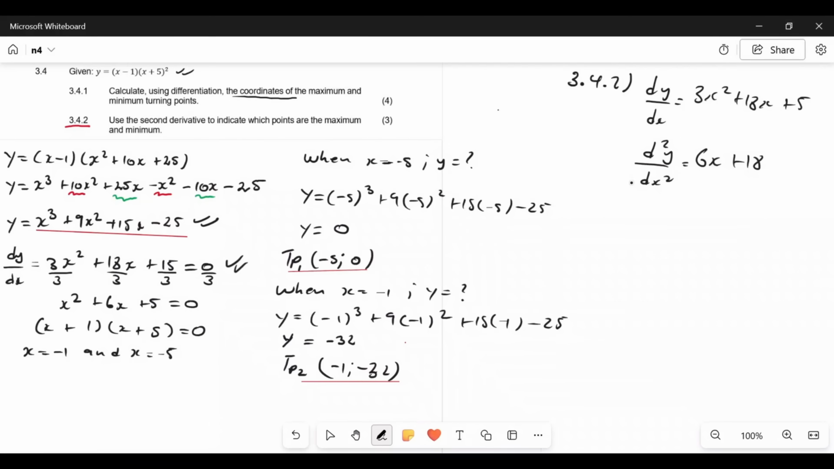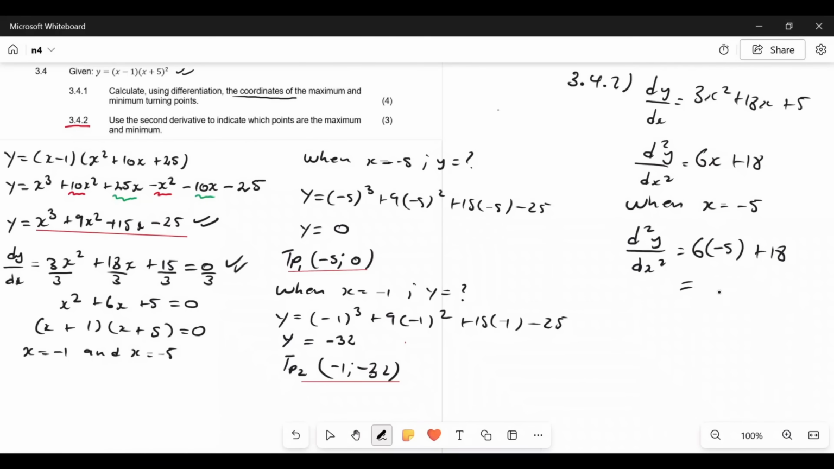Right. Now, after the second derivative, we must substitute with the x values, or the x coordinates, of the turning points. And if we get a negative, then it's going to be a maximum. If it's positive, then it's a minimum. Let me show you what I mean. When x is -5, what is our turning point there? Is it maximum or minimum? So let's check. We have this here. So we're going to have 6, wherever there is x, we substitute with -5 there, plus 18.